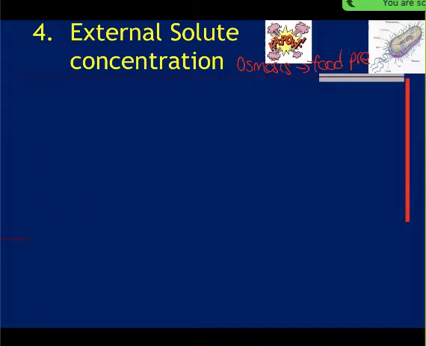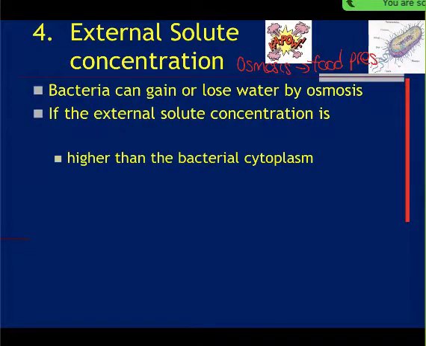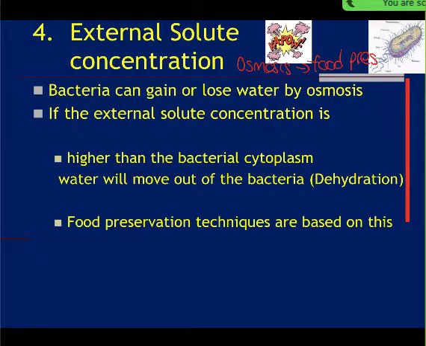Yeah. Okay, so we saw in food preservation that if you put bacteria into high salt or high sugar, they will lose water by osmosis. So that's one way it does it. So the solute could be salt, it could be sugar. It's going to be anything that's dissolved in the water that's going to change the water concentration.